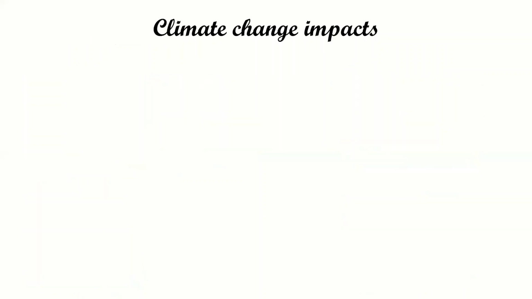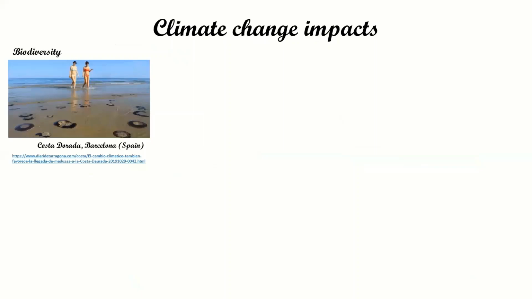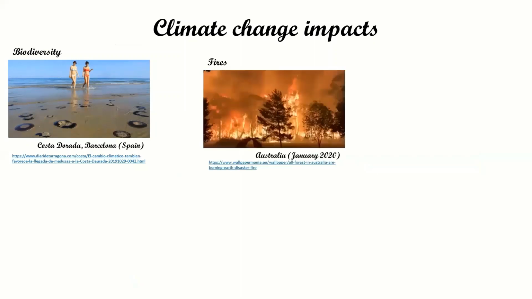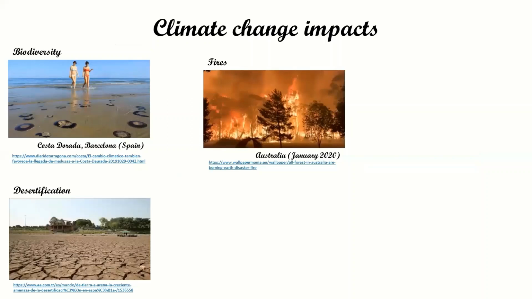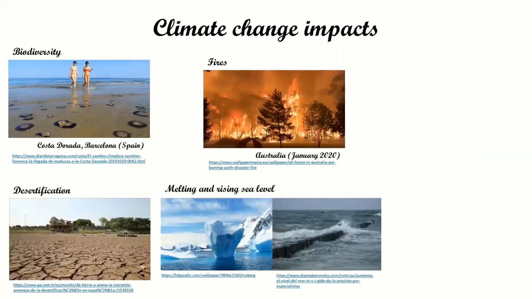Climate change impacts biodiversity. For instance, there is an increase of jellyfish on the Spanish coast during the summer because the shoreline water warmed up earlier. The increase in temperatures increases fires and desertification. Global warming is melting the poles and the glaciers, leading to a rise in the sea level.